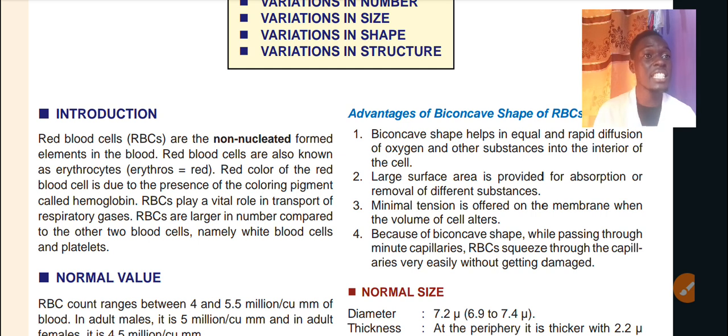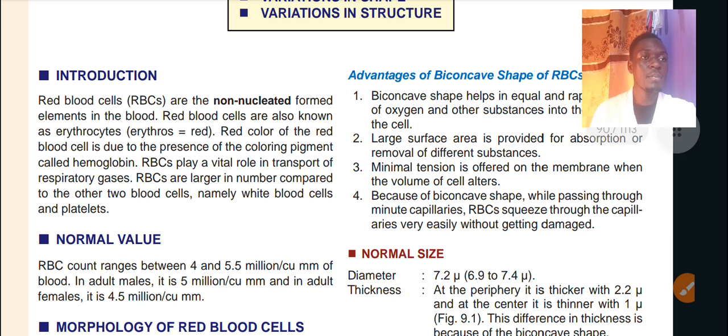They are actually the largest in number in the human body compared to all other blood cells like the white blood cells and the platelets. Now, the normal value of red blood cells is associated with the red blood cell count, the RBC count, and this ranges from 4 to 5.5 millions of cells per cubic millimeter of blood. In adult males it is 5 millions of cells per cubic millimeter of blood. In adult females, it is about 4.5 millions of cells per cubic millimeter.